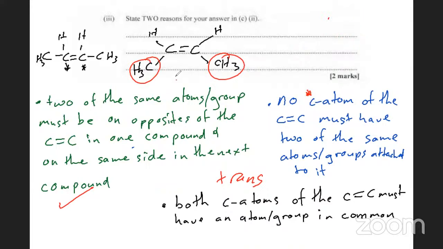So this would be cis. So clearly, two of the same groups must be on opposite sides in one compound and on the same side in the next. We have two methyl groups on the same side in this compound. If we do it again, we can put the methyl groups on opposite sides. All right. So they are across from each other now. So that is trans. Right. So this is trans, and that is why compound Q can exhibit geometric isomerism.